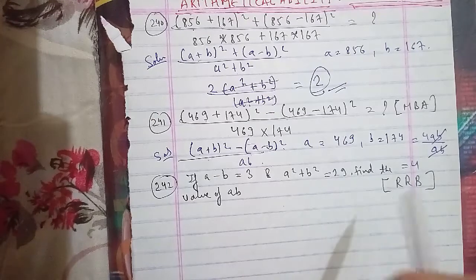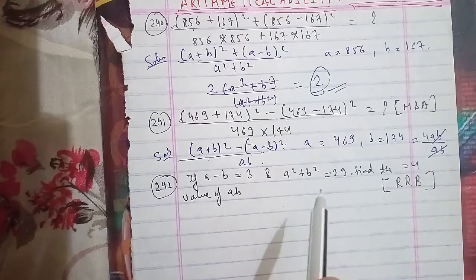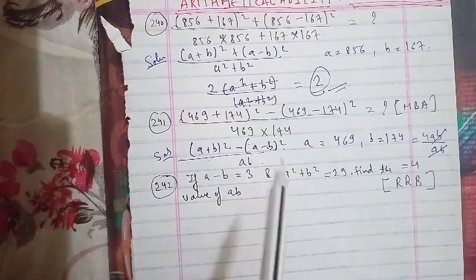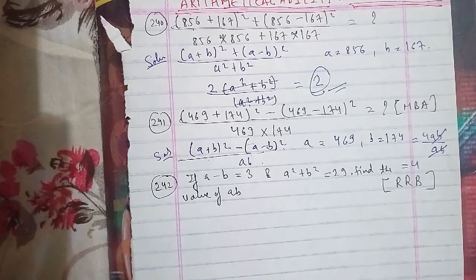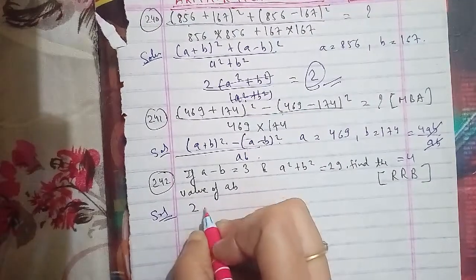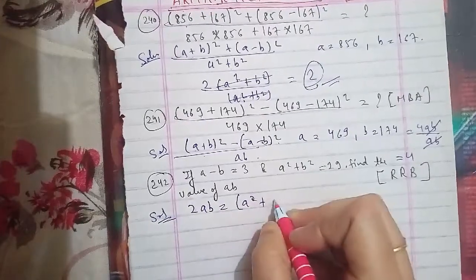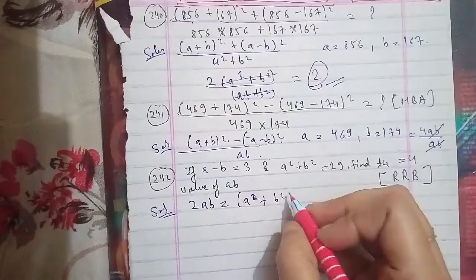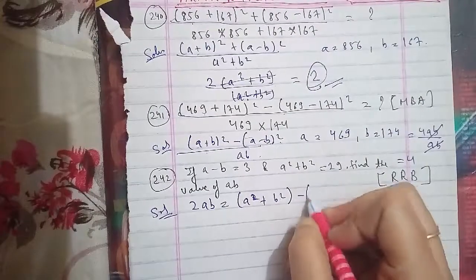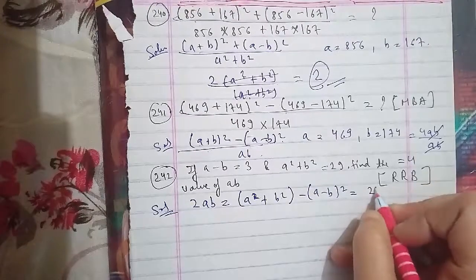For the given expression, 2ab equals a square plus b square minus (a minus b) square, which equals 29 minus 9, that is 20. And for that, ab equals just 10, which we have as an answer.